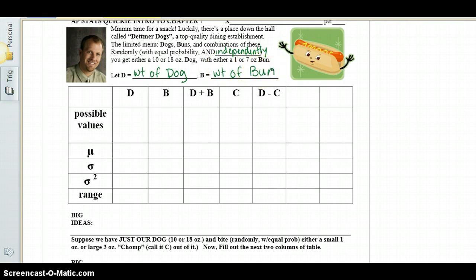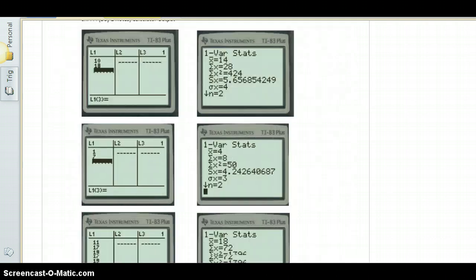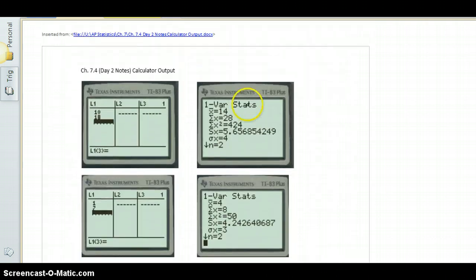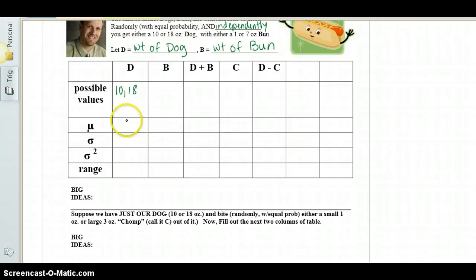Now, if we look at just the weight of the hot dog, the possible values are 10 and 18. If you wanted to compute the mean and standard deviation of those, you could either do it by hand or enter 10 and 18 into your calculator, and we would find that the mean was 14 and the standard deviation was 4. Then to calculate the variance, you take 4 and square it. That gives you 16. To find the range, it's the maximum value minus the minimum value, which would be 8.